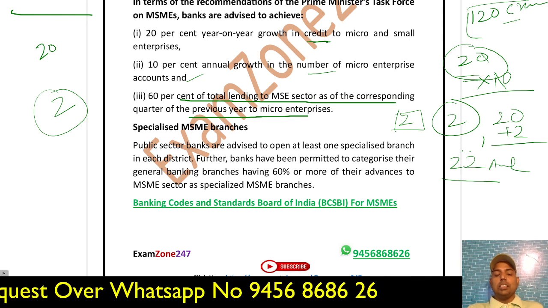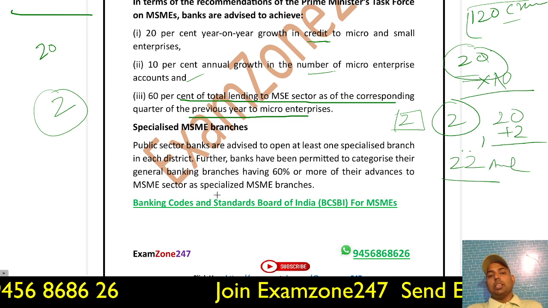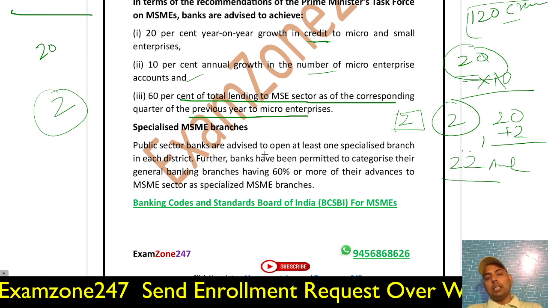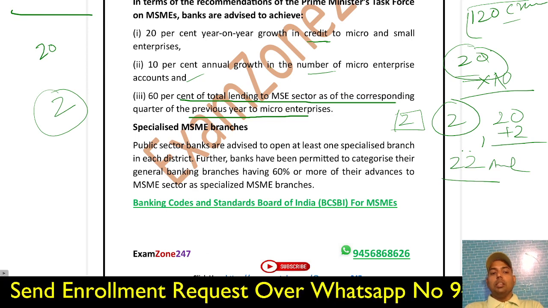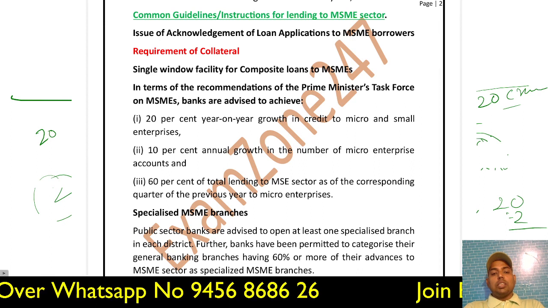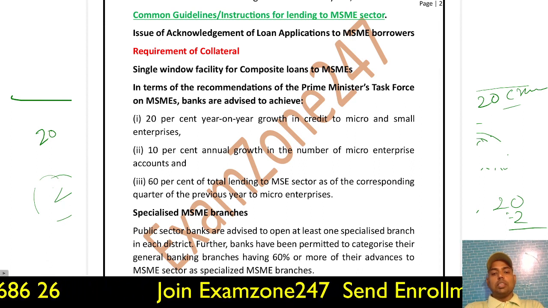Now, specialized MSME branches. As per guidelines, public sector banks are advised to open at least one specialized MSME branch where 60% or more of advances are to the MSME sector.